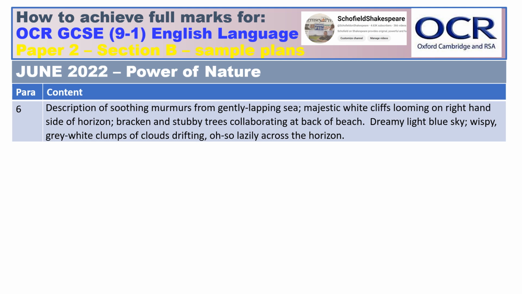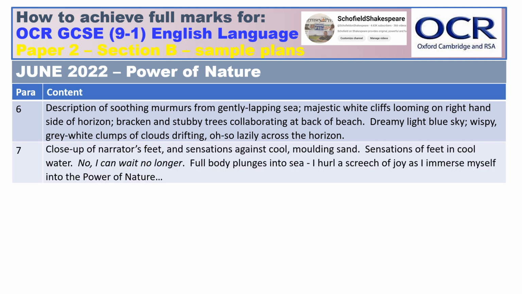Here is the beach setting alluded to within paragraph 4, the one which simply stated white sand. Flood this paragraph with imagery about sea, cliffs, trees, sky, and bracken. Create a dreamy, soothing atmosphere. Sometimes it can be helpful to use cinematic language when planning these creative writing pieces.